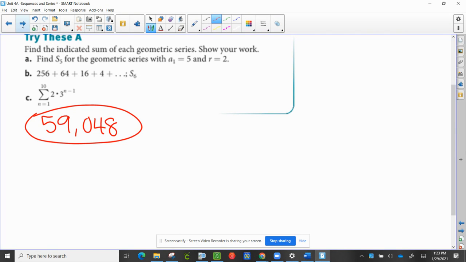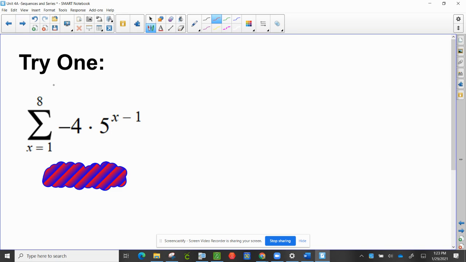Okay, so I'm going to have you guys try one. Okay, here's a different problem. So again, write this down on your paper somewhere because it's not in your book. But go from 1 to 8. Now again, if you're using Desmos, this is going to be n instead of x, but it's all the same. So go ahead and try this one and see what you get for the sum using sigma notation.